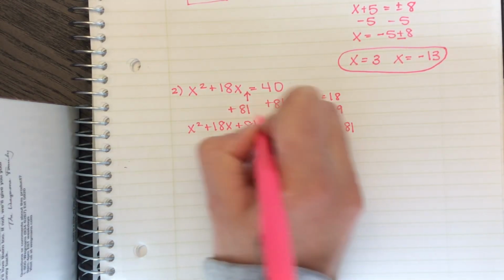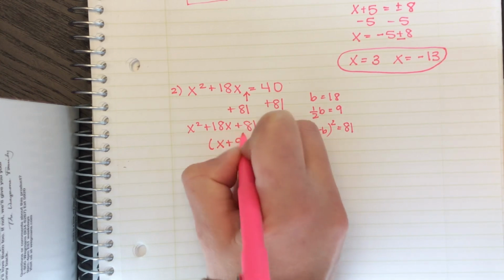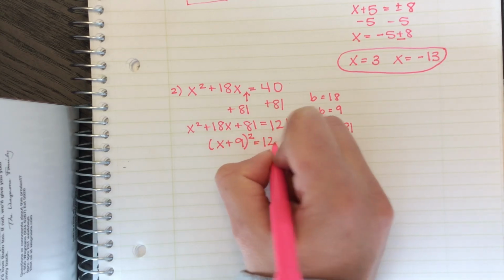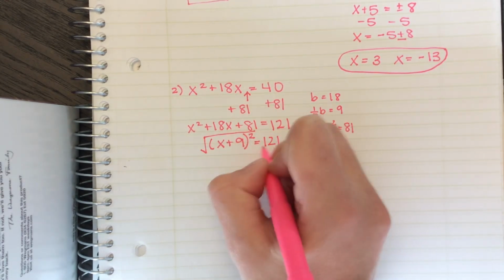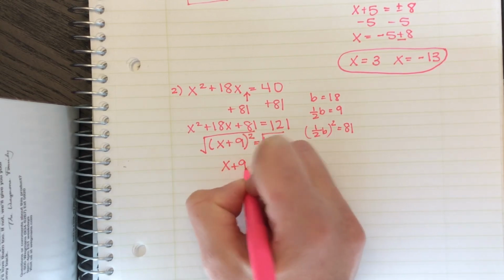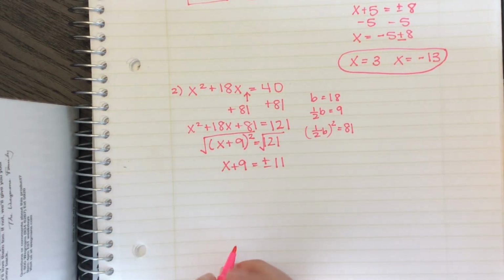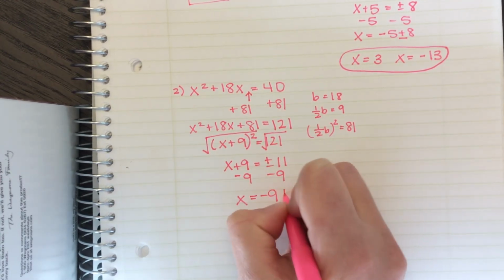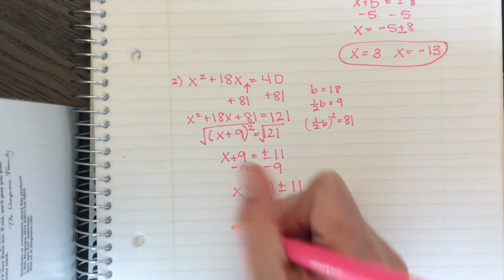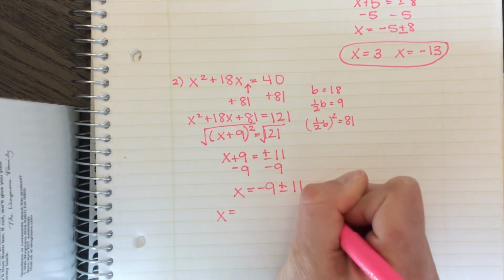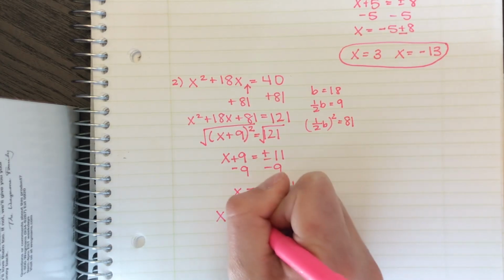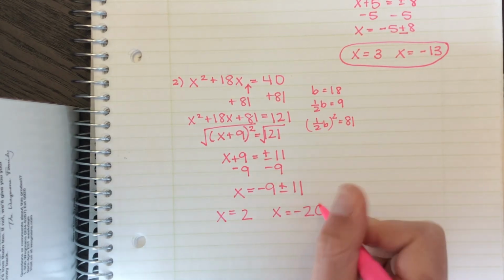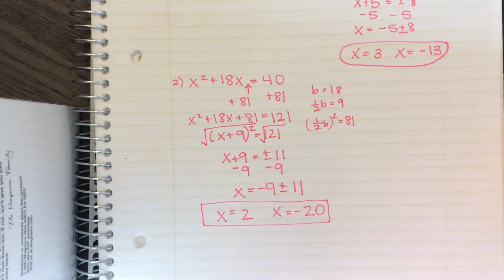This is a perfect square trinomial, so I know that the factors of this are going to be x plus 9, so I can rewrite that as x plus 9 squared equals 121. I can take the square root of both sides, and I get x plus 9 equals plus or minus 11. Finally, to get x by itself, I subtract 9 on both sides. So I have x equals negative 9 plus or minus 11. Simplifying, negative 9 plus 11 is 2, and negative 9 minus 11 is negative 20. So those are my two answers for that quadratic equation.